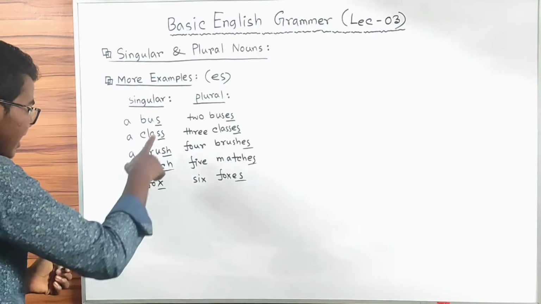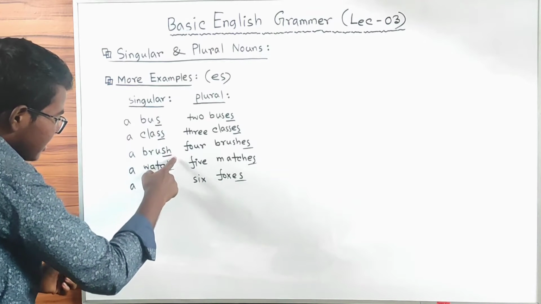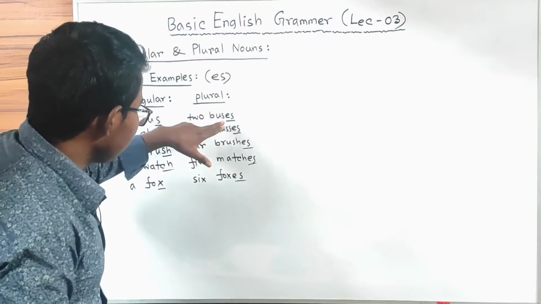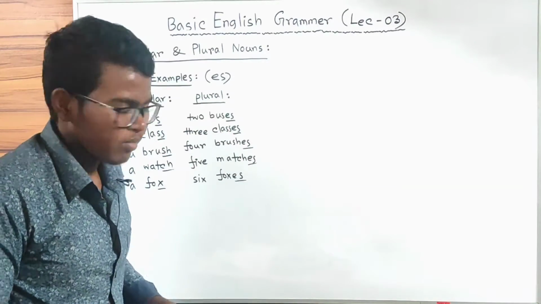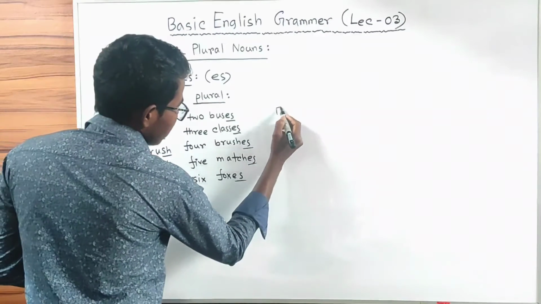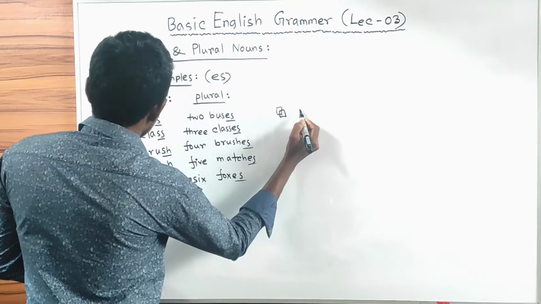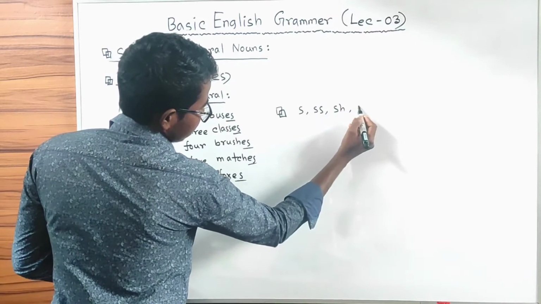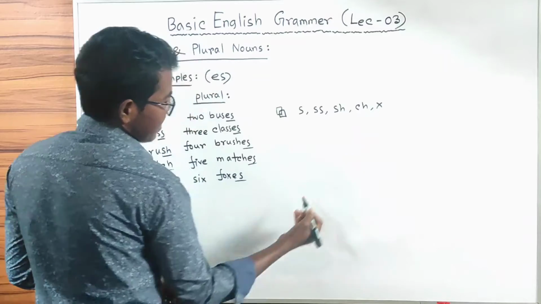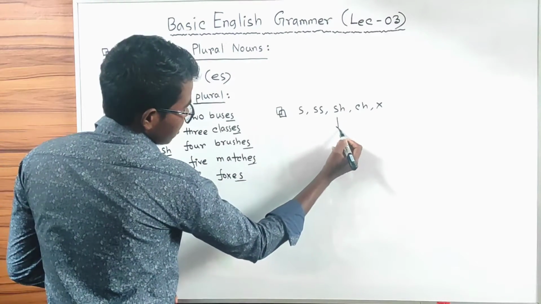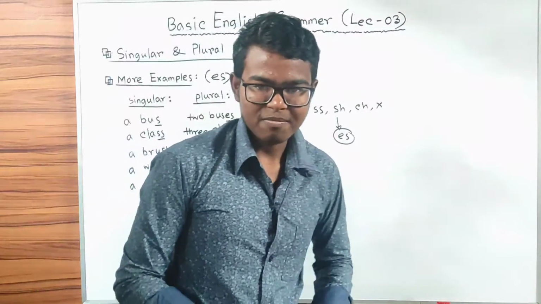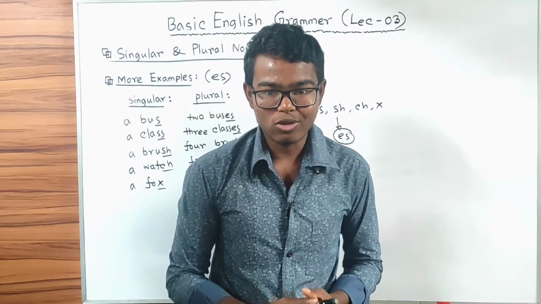because after watching these underlines you may realize that if we have s, ss, sh, ch and x at the end, then we put es to make them plural. So once more, if we have s, ss, sh, ch and x at the end, then we put es to make them plural. Very easy, but there are some exceptions. Let's talk about these exceptions.